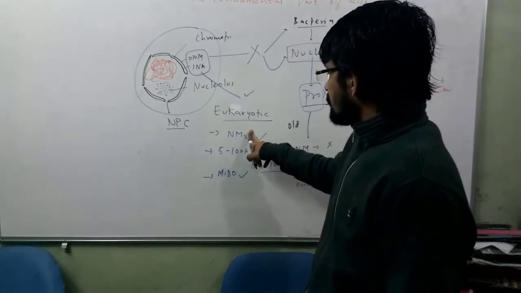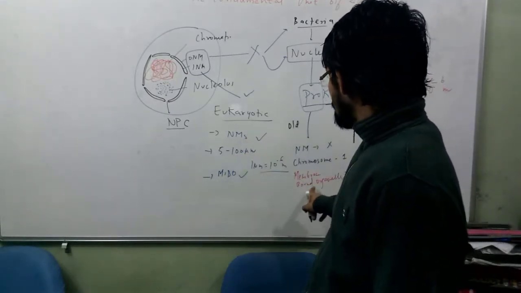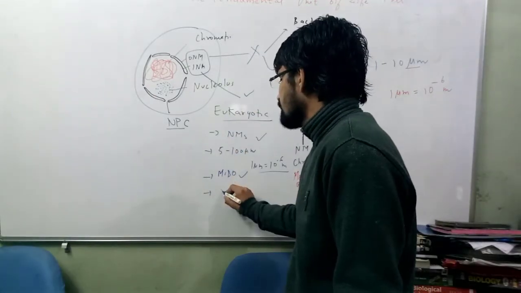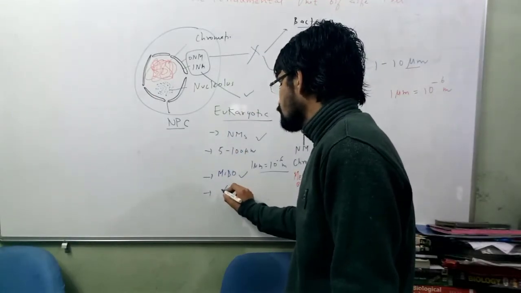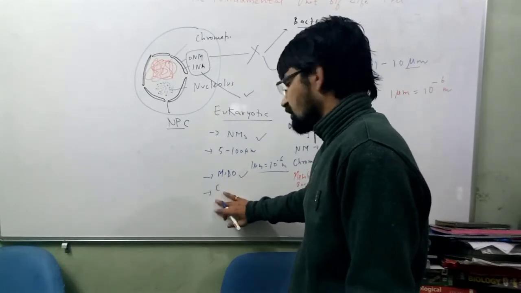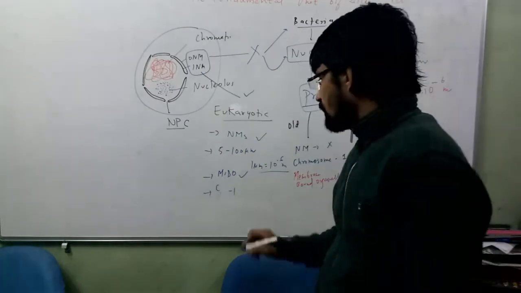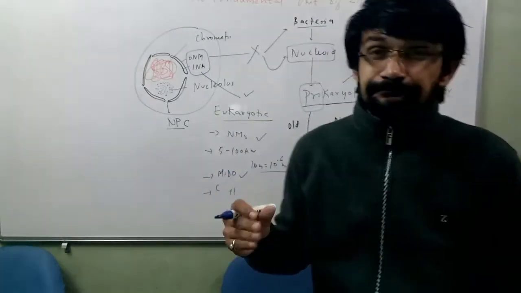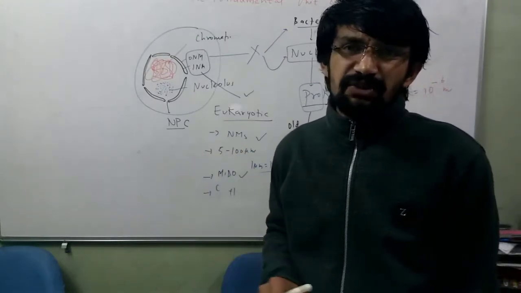As we have told, the nuclear membrane is absent, and the number of chromosomes. So this eukaryotic organism will be having the chromosome number more than 1. 1 plus. Is that clear, everyone? So these are the major differences between them.